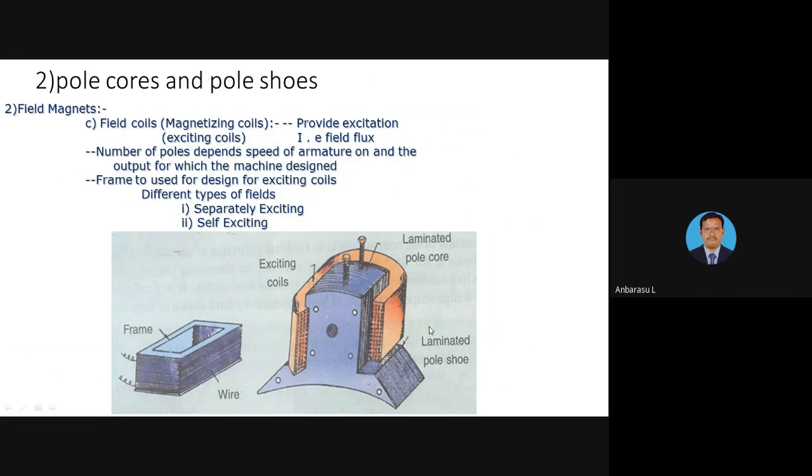Next, field magnet. The field magnet is made up of field coils or magnetizing coils. It provides the excitation. The number of poles depends upon the speed of the armature and the output for which the machine is designed. There are different types of field winding excitation: separately excited and self-excited.